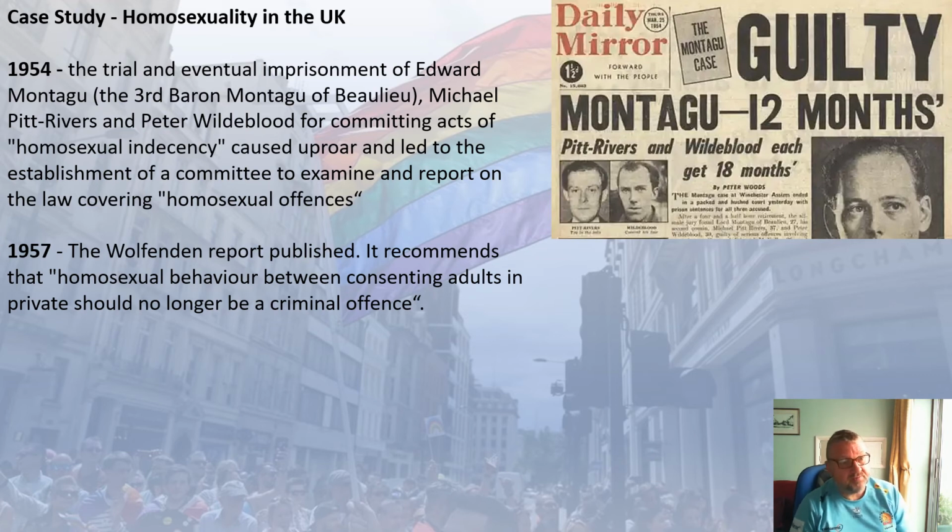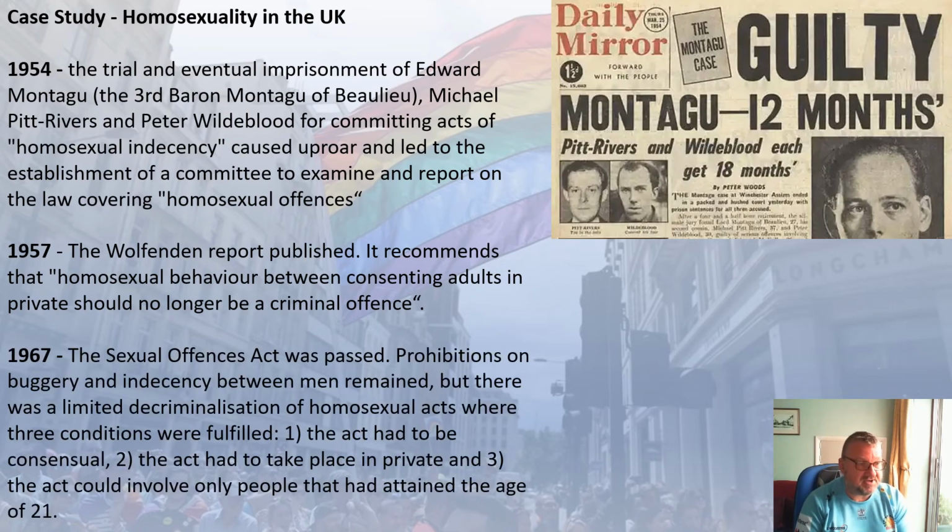And this report was the Wolfenden report, key report here. I would learn the word Wolfenden. It was published in 1957, and it recommended that homosexual behaviour between consenting adults in private should no longer be a criminal offence. So that was its recommendation in 1957. And nothing happened until 1967.